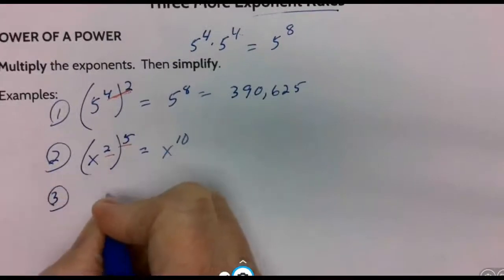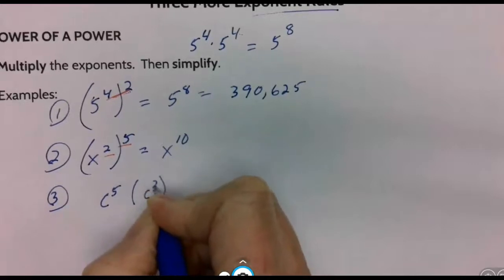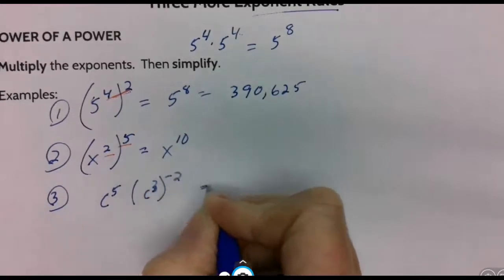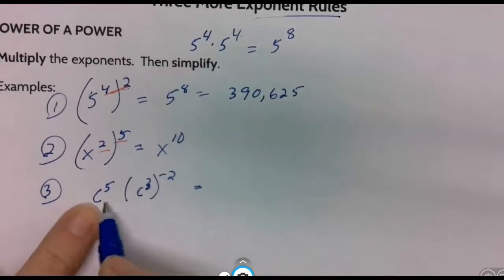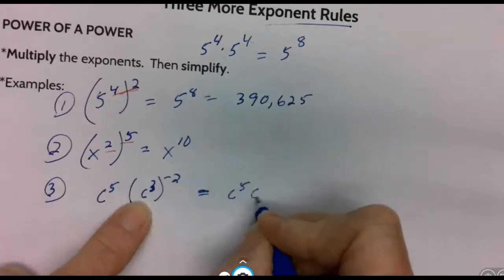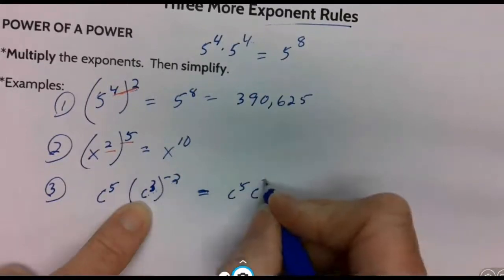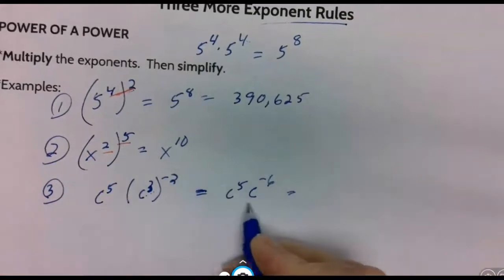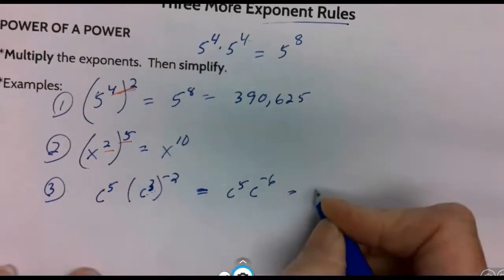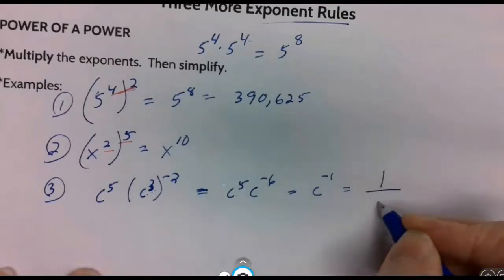Number 3, c to the 5th times c to the 3rd, all to the negative 2. Now, just bring that c to the 5th along for now. Here I'm going to take a power to a power. Take a power to a power, I multiply. So 3 times negative 2 is going to give me negative 6. When I multiply like bases, I add my exponents, so I get c to the negative 1. I can't leave it with a negative exponent, so it has to move. It moves to the bottom.